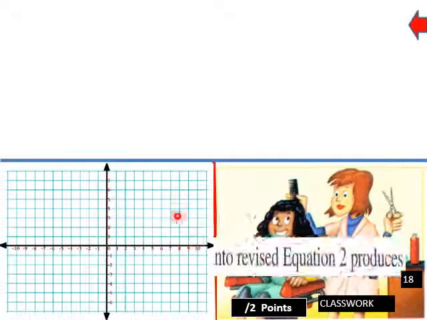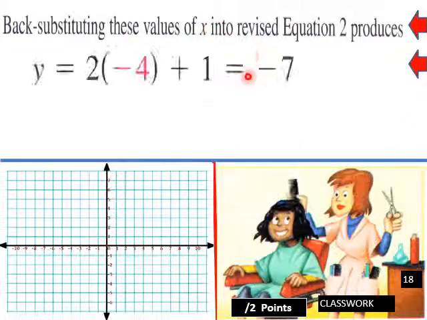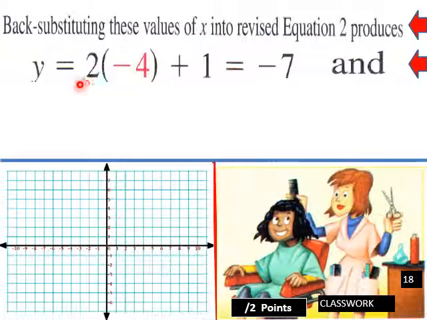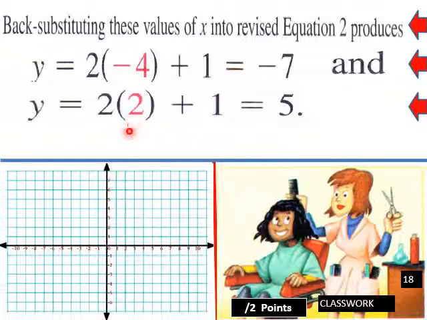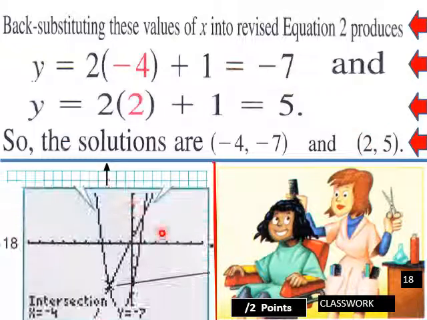Are they both correct? Well, back substituting these values of x into revised equation 2 produces y equals 2 times negative 4 plus 1. Does that equal negative 7? It does. And then y equals 2 times 2 plus 1. Does that equal 5? Looks like it does. So the solutions are negative 4, negative 7, and then 2 and 5. So that would be your plots here for your solutions. You can plot that in there.